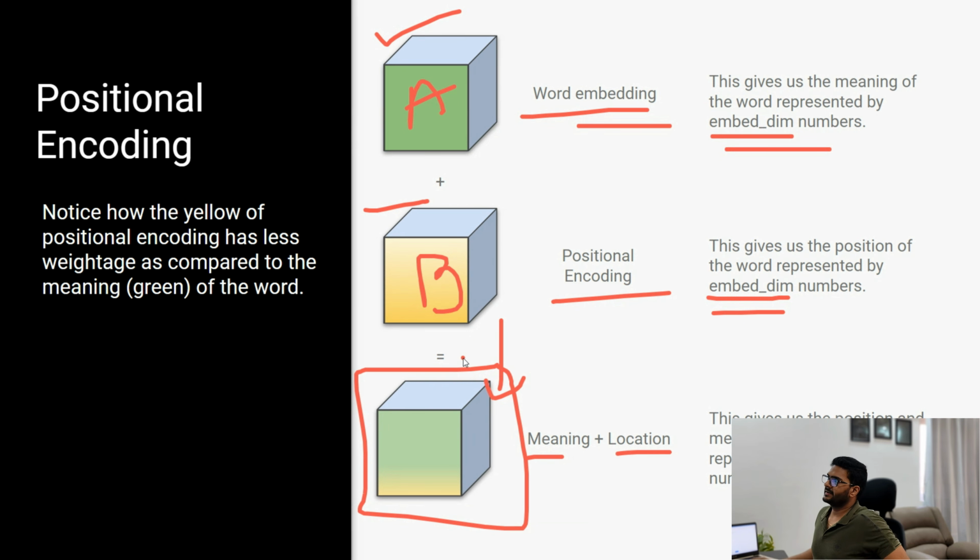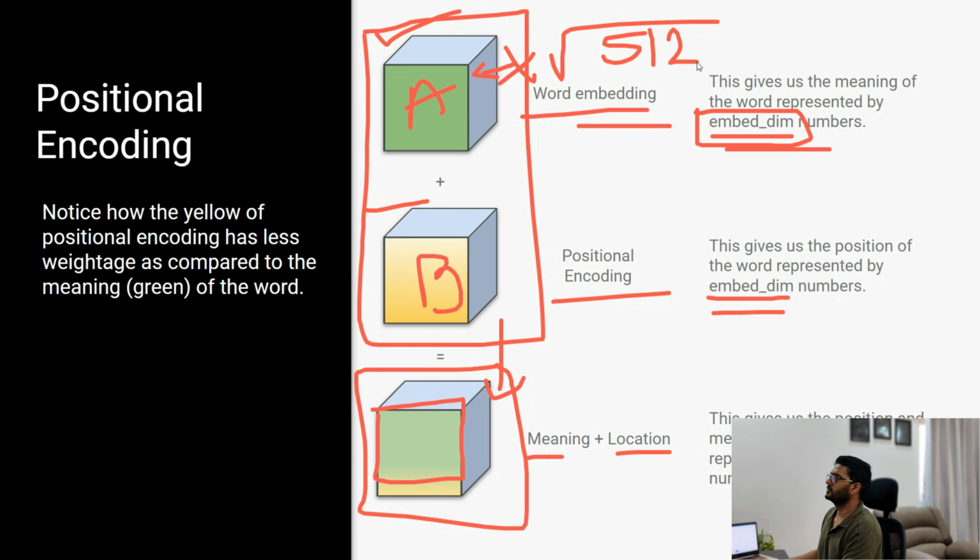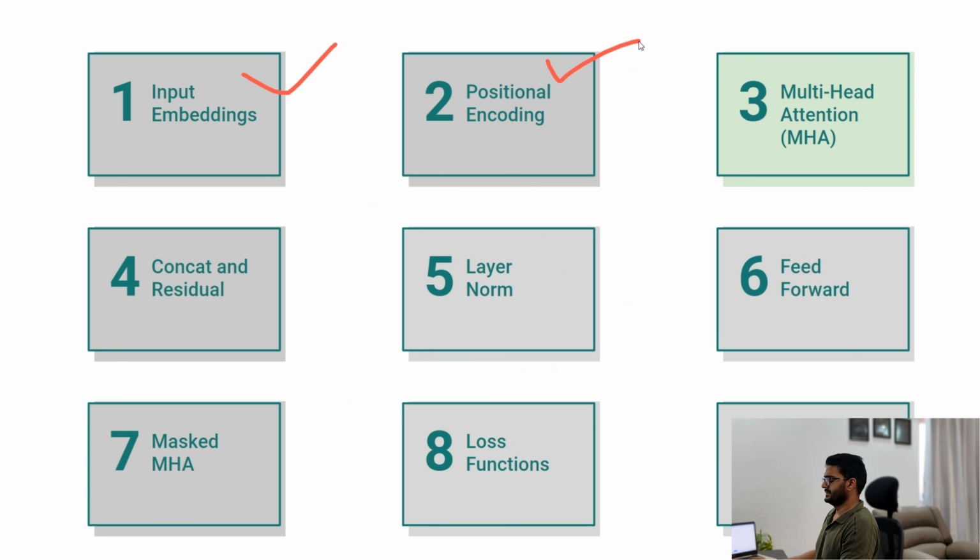You would notice something, that while we do the addition, we have more green than yellow. Now this should make sense because irrespective of the position, I would like to know the meaning of the word. I would like to give more weightage to the meaning of the word rather than the position. Therefore, when we add these two encodings, we multiply this vector by the square root of the embedding dimension. So if it's 512, we multiply this by the square root of 512 to give this more weightage. Okay, we have done this, we have done this.